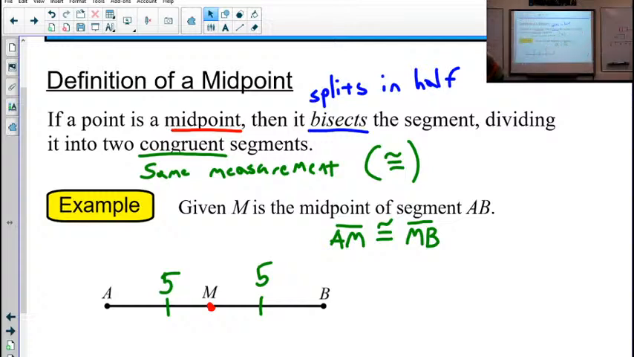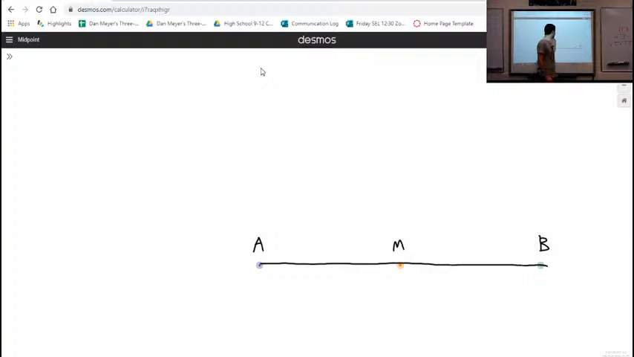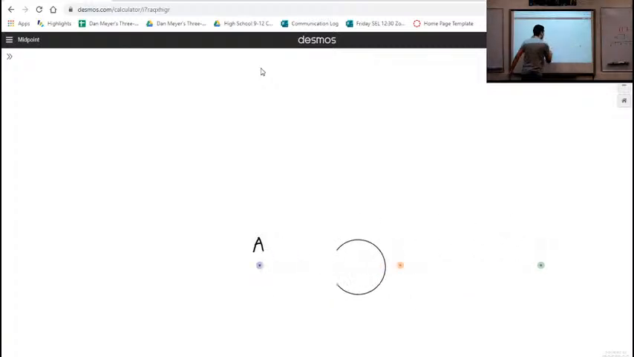And so just to give you a little bit of a different visual of that. This is going to move around in a second, but here's A, here's B, here's the midpoint M, and so here's the segment. And you'll notice these are congruent. And I'm going to move these around so you can see how the midpoint changes when the point changes.